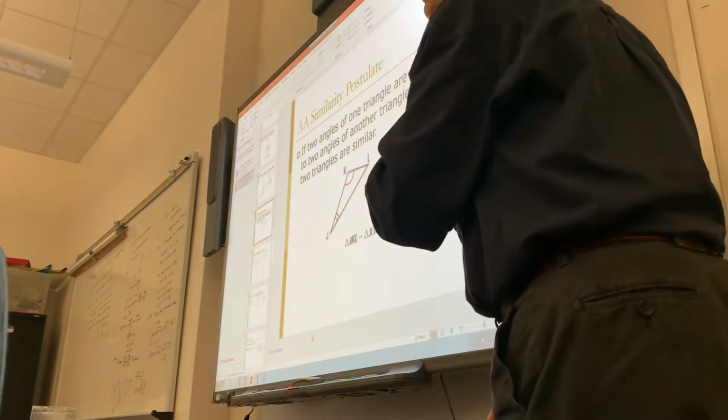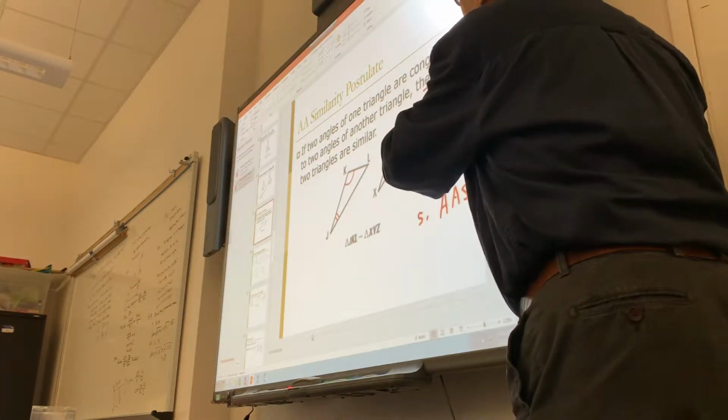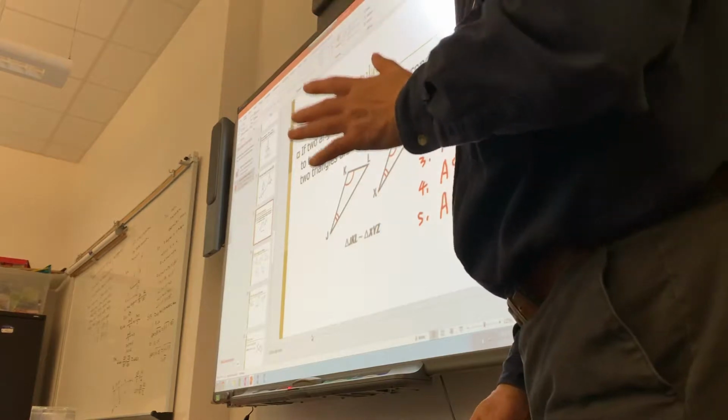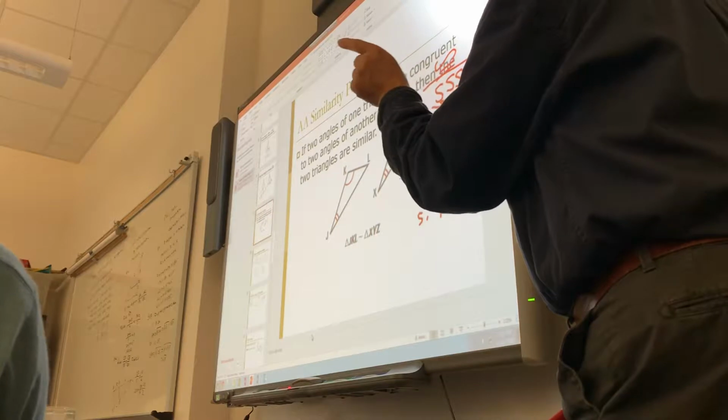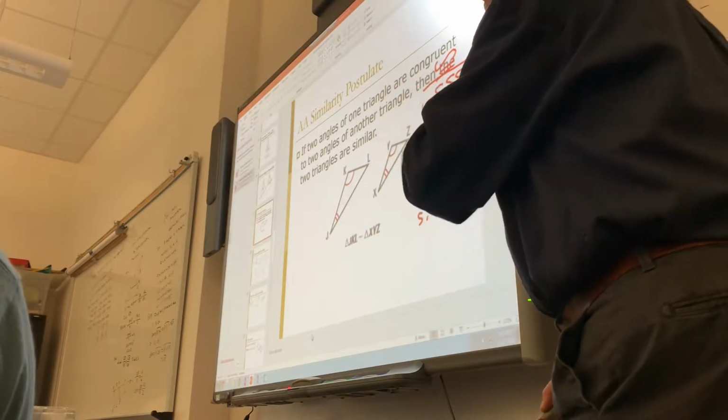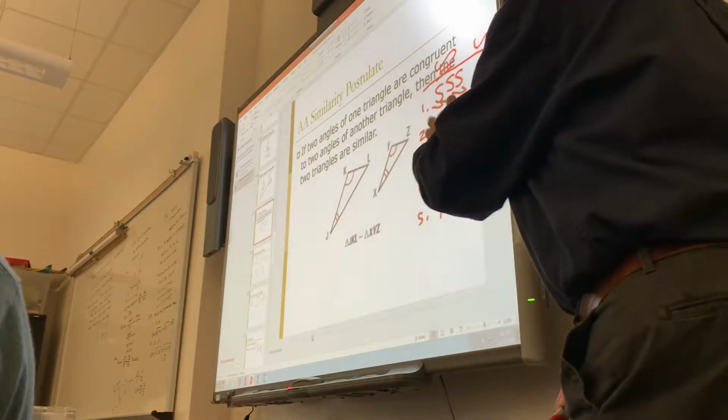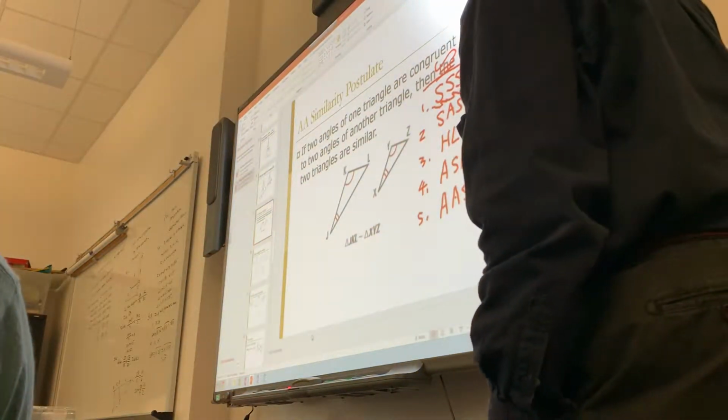Angle is first, and SAS, SSS, we have 3 only. The difference between SSS and this SSS should be very clear. This SSS means every corresponding side is congruent. This SSS today is every corresponding side is proportional. They are not congruent. If they are congruent, the triangles are congruent. They are similar. SAS, same thing.